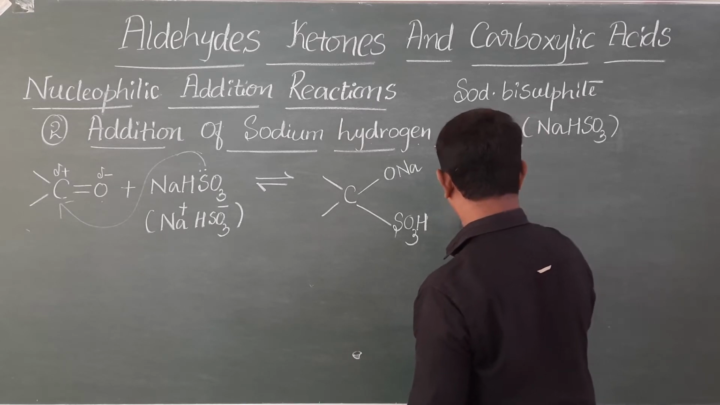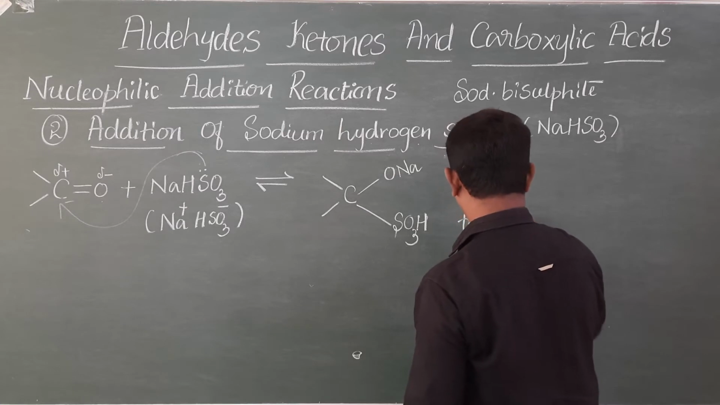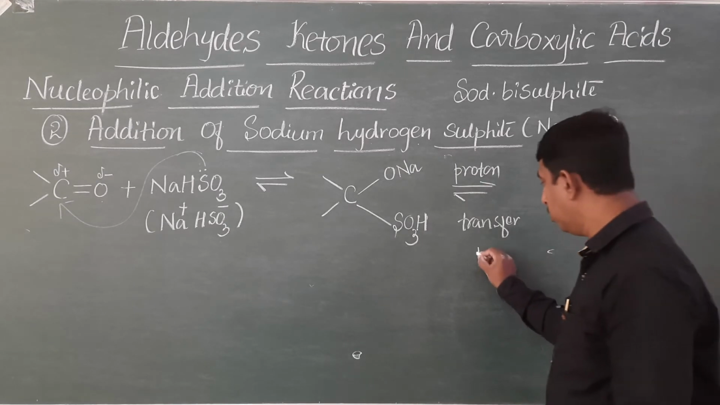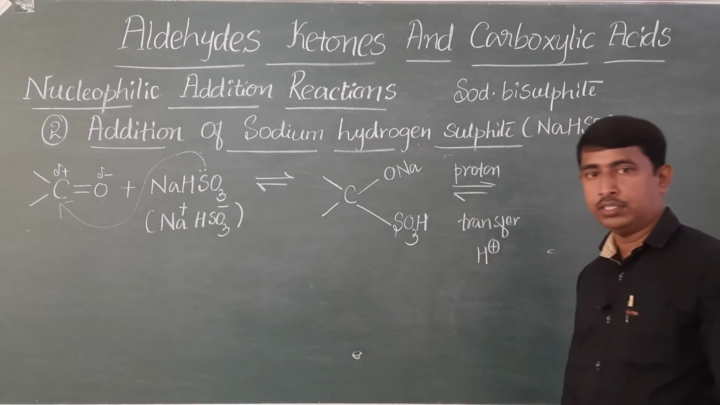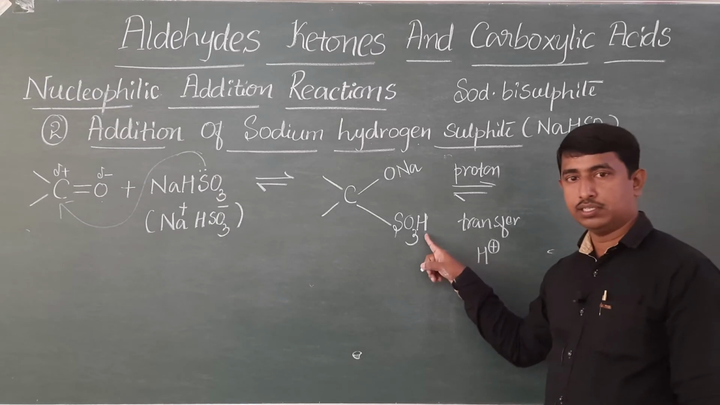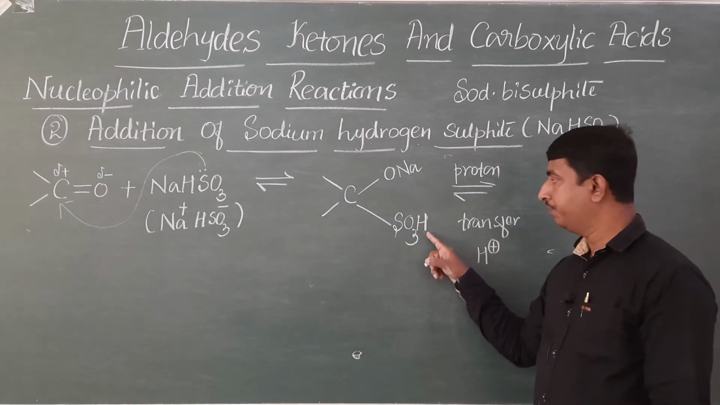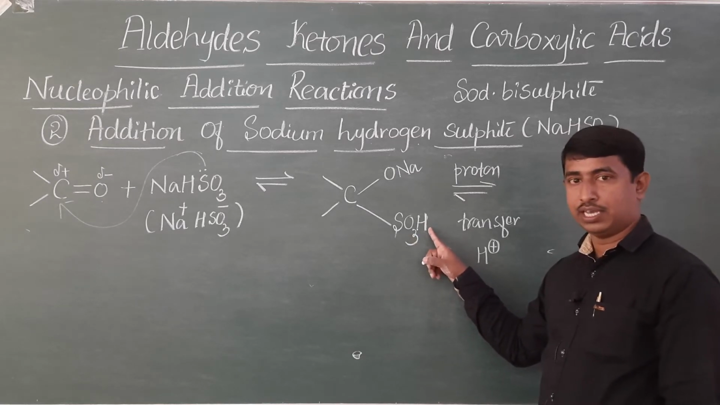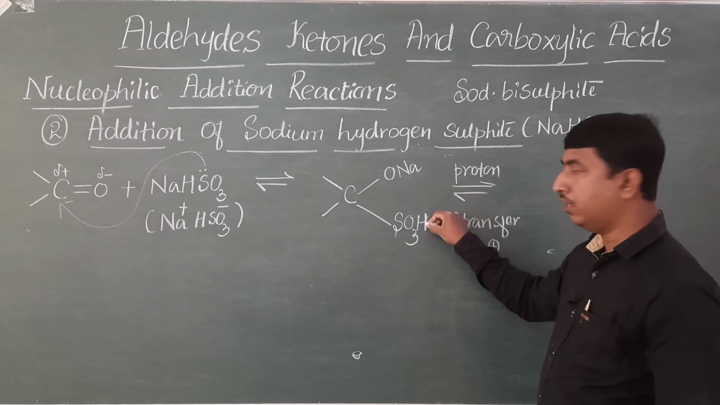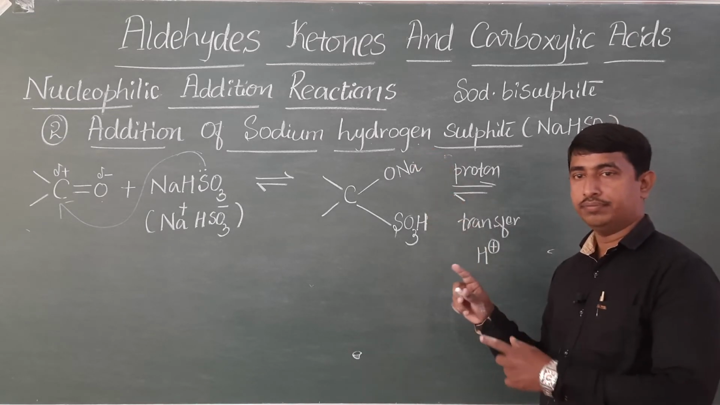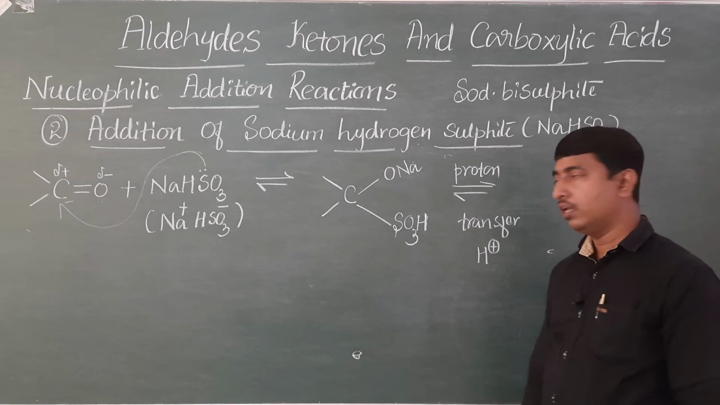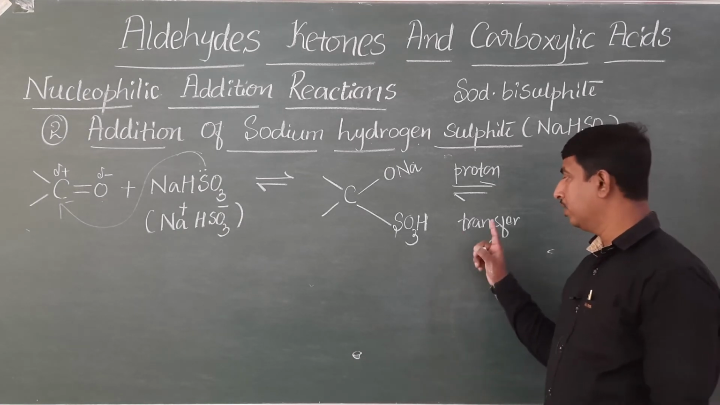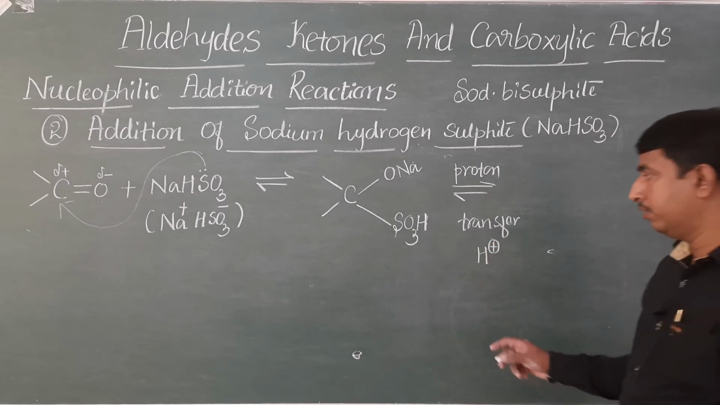Proton transfer takes place. What is a proton? Proton means H plus. So, here the H plus is present in the sulfonic acid group. This is the sulfonic acid group. It contains H plus, or a proton. This H plus and Na plus will be exchanged, or we can call it proton transfer. Now, why does this proton transfer occur here?